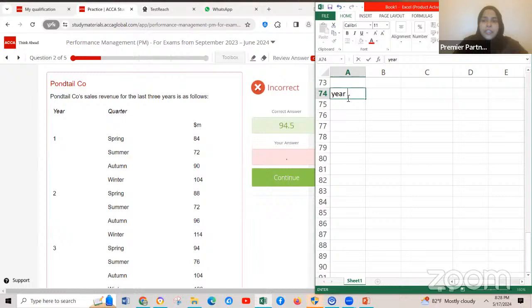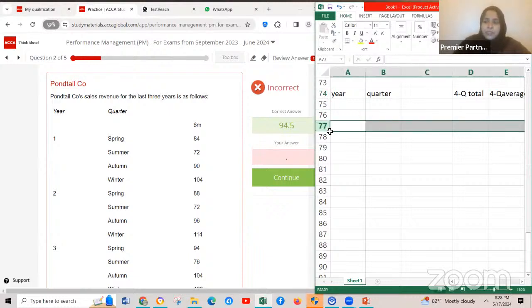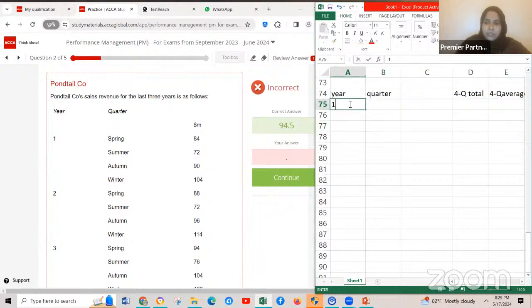To find the trend, you have to get the moving average. For the 4-quarter moving average, you need the 4-quarter total, and then you divide to get the 4-quarter average. Listen carefully how it's done. I'm doing this because it will be helpful for you all.